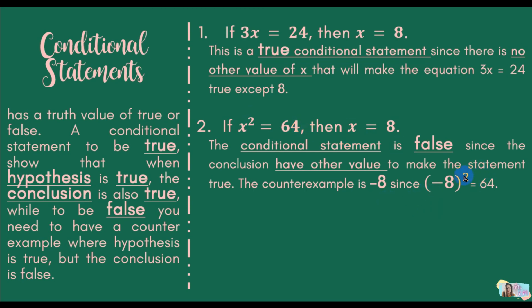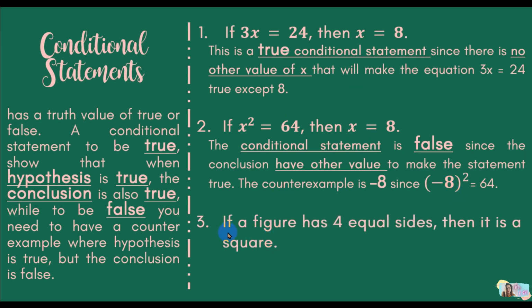So, that means meron na tayong counter-example na hinahanap. Meron tayong pampalit kay x na value na makakapagbigay pa rin ng 64. So, this conditional statement is false. Kasi, again, may iba pang value si x na pwede nating isubstitute para magkaroon tayo ng value na 64 dito. And that's negative 8.